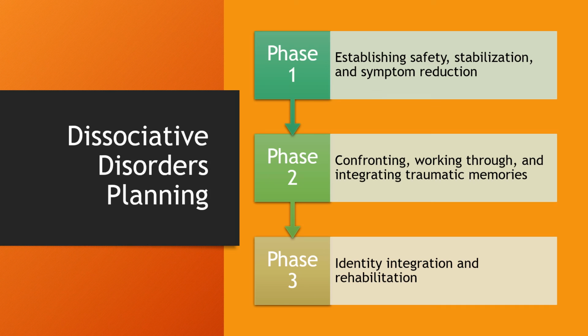So we have a phase-oriented treatment model that is recommended. Phase 1 is establishing safety, stabilization, and symptom reduction. Phase 2 is confronting, working through, and integrating trauma and memories. And then phase 3 is integrating identity and rehabilitation. The nurse will most often encounter our patient in times of crisis, and phase 1 will go into effect.